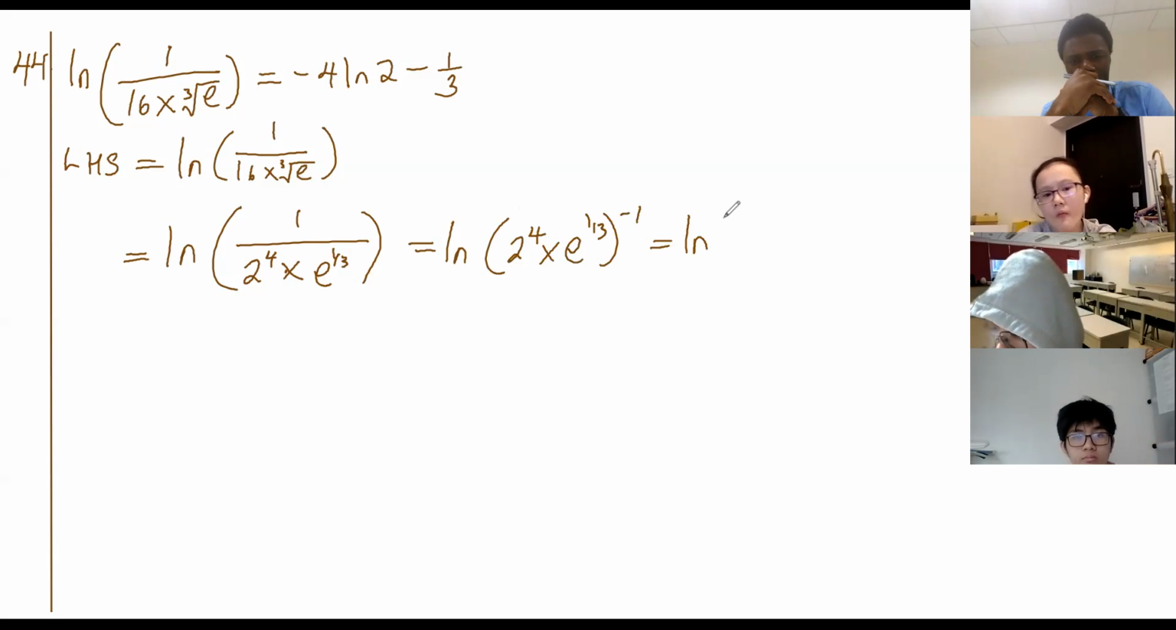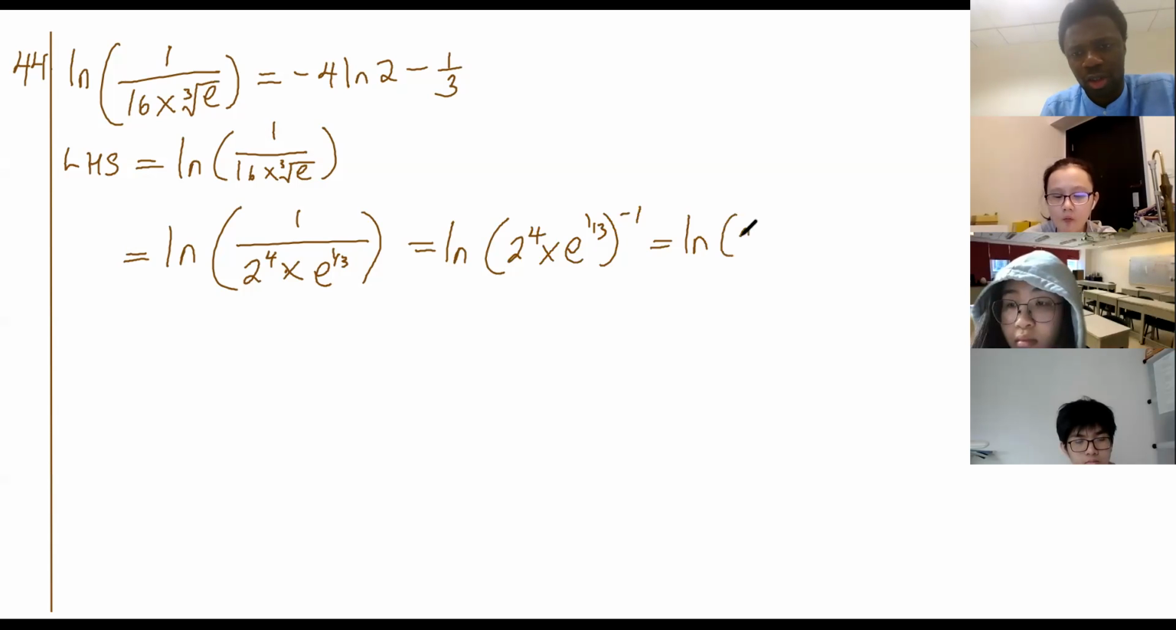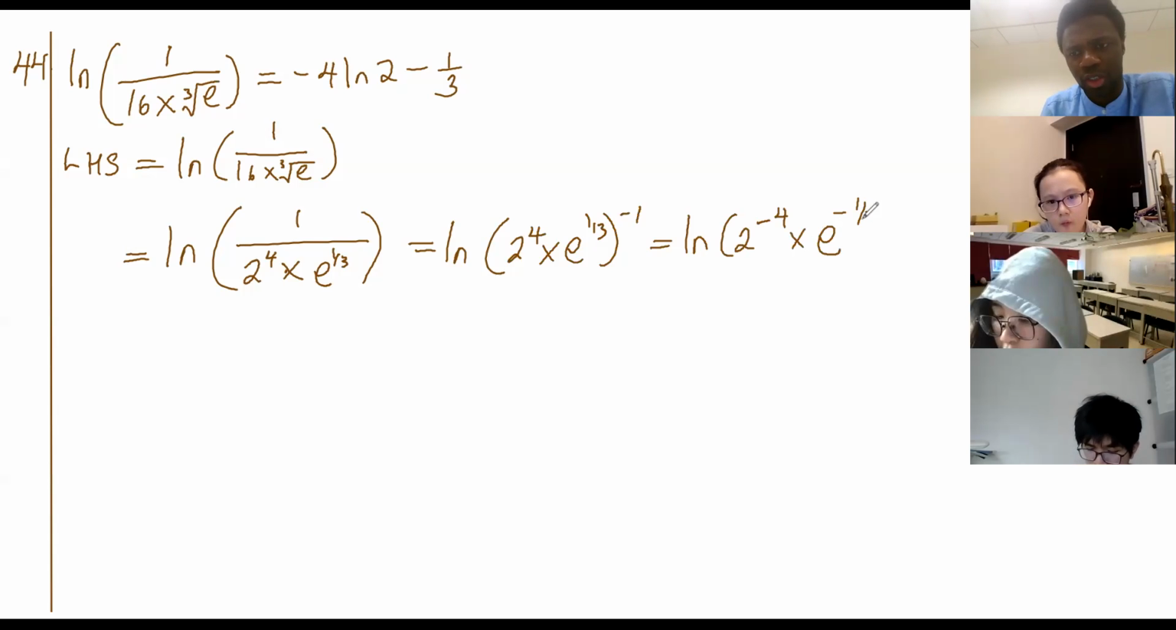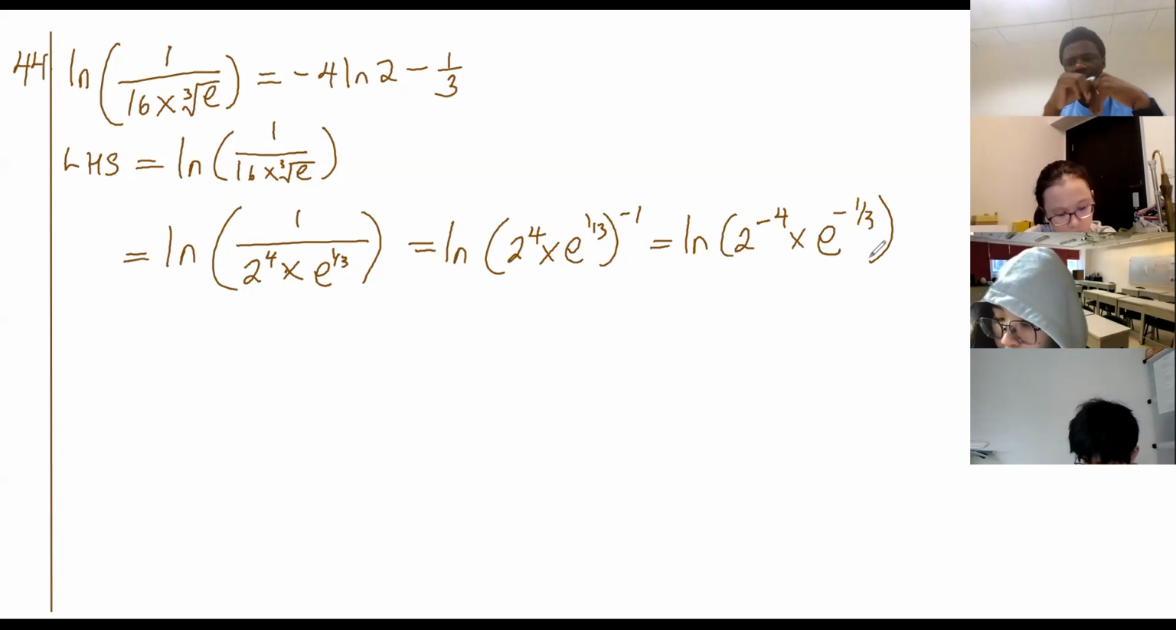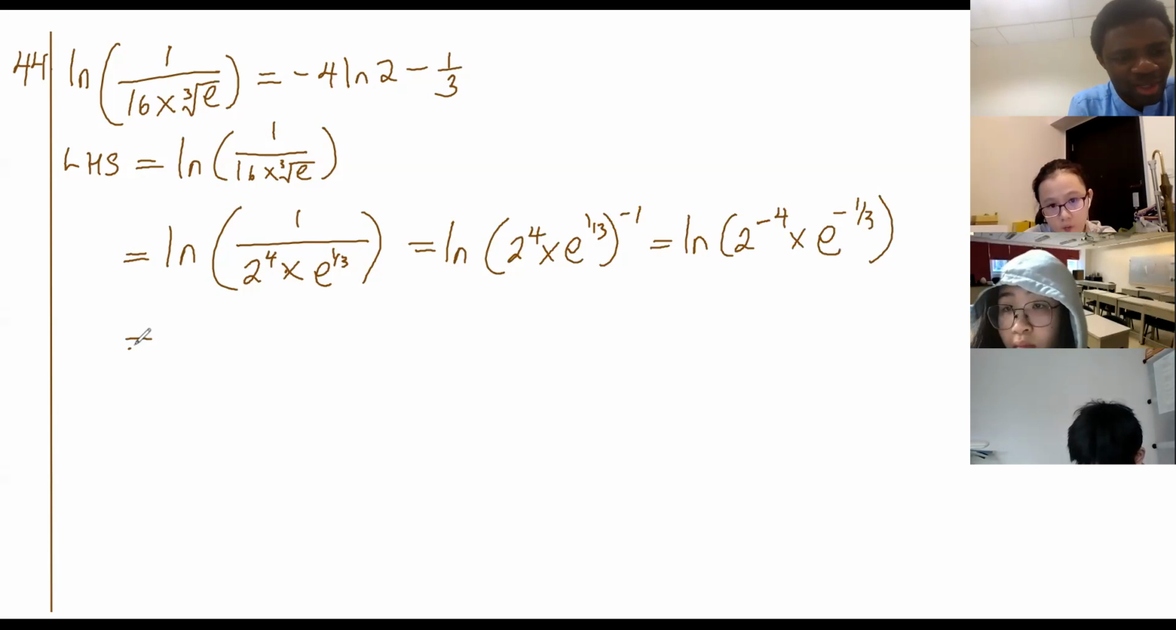Actually, at this point, I made the powers negative. Yeah, you're right. Okay. So 2 to the power minus 4 and e to the power minus 1/3, right? Yeah, that's correct. You're right. Don't be scared. Good.